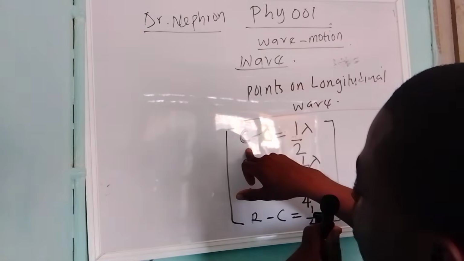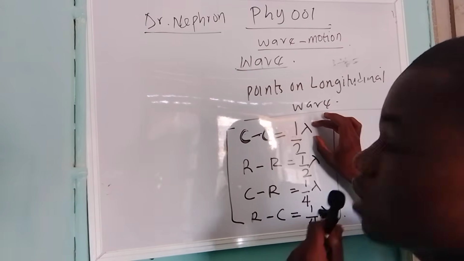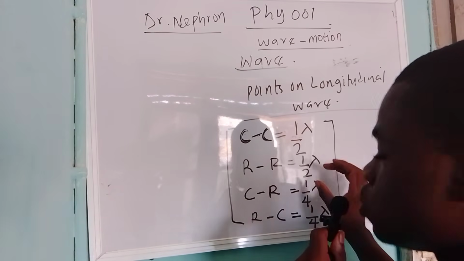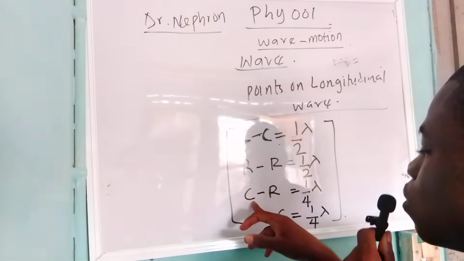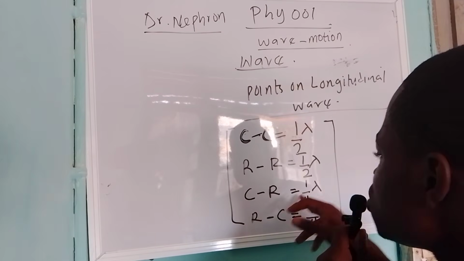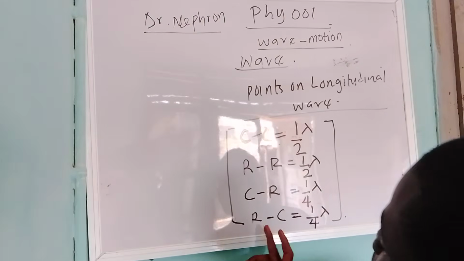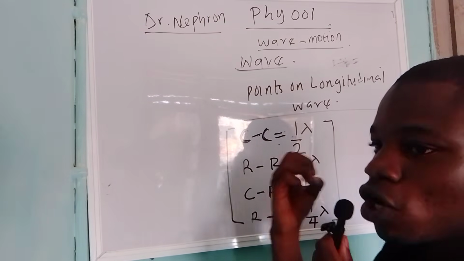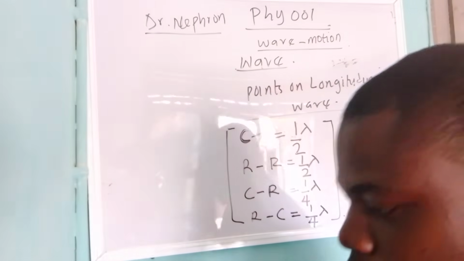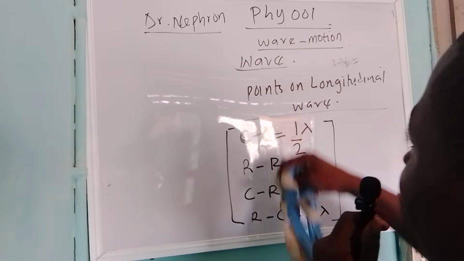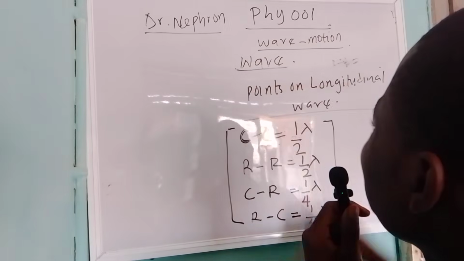So C is compression. Compression to compression is 1/2 lambda. Rarefaction to rarefaction is also 1/2 lambda, and lambda is wavelength. But compression to rarefaction is 1/4 lambda, that is 1/4 wavelength. Rarefaction to compression is also 1/4 lambda. I hope we are getting that. We've talked about the points found on the longitudinal wave. Now let's talk about the transverse wave.